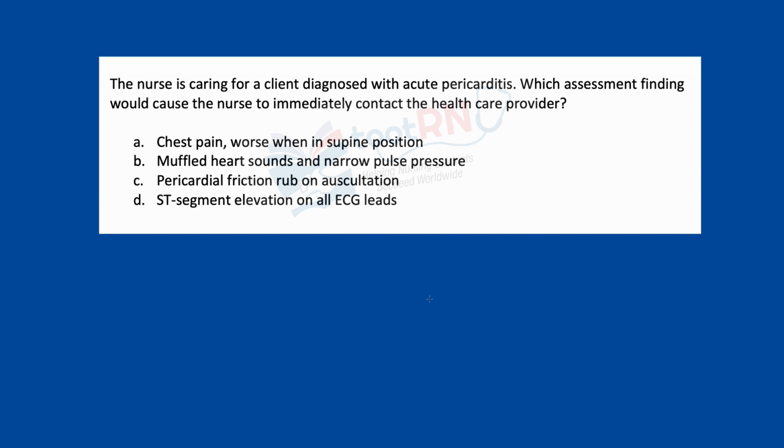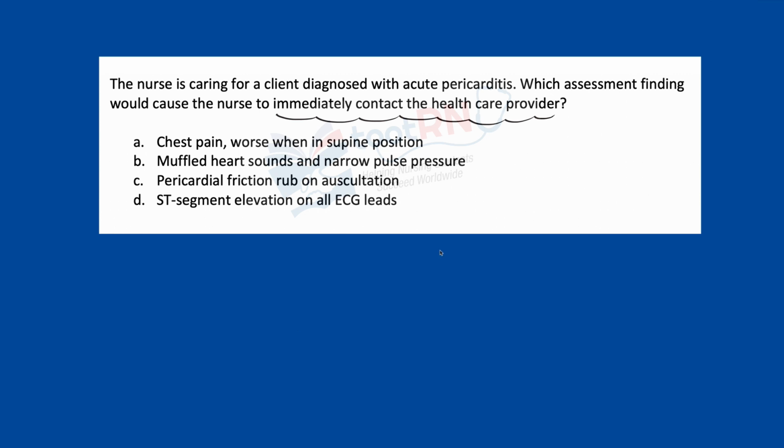So first thing, I want to identify what the question is asking me. In this question, we're being asked, what do we want to immediately tell our provider about? Which one of these options do we have to report right away? Now, what do we got here? We know that the client has acute pericarditis.